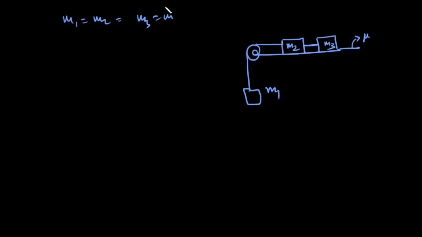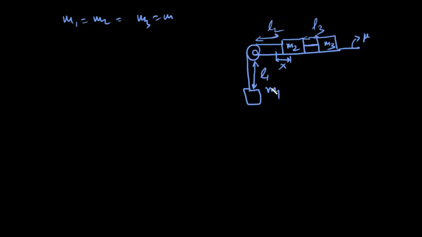So I want to find out the acceleration of m1. Since the string is tied and the masses are tied and there is no other external force, the acceleration of all the masses will be the same. Let us assume the string lengths: this is L1, this is L2 and this is L3.